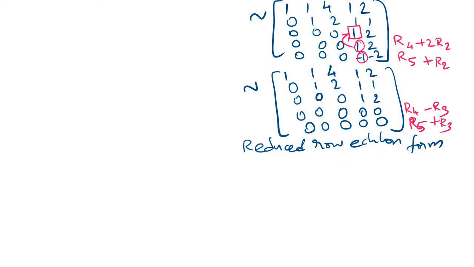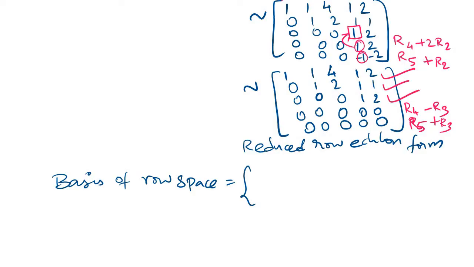Now in the row echelon form, the non-zero row vectors form the basis of the row space. So we can write the basis of row space as the number of non-zero rows. Here non-zero rows 1, 2, 3. We have only 3 non-zero rows. So these 3 row vectors form the basis of row space.